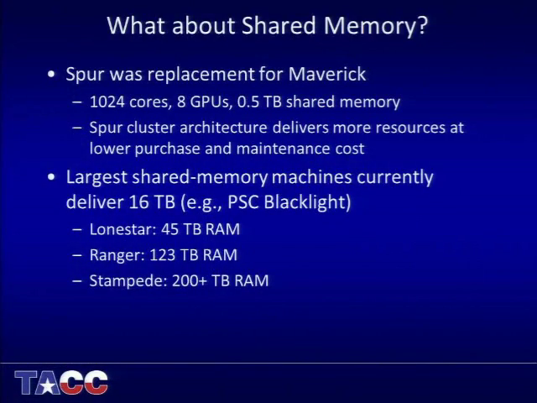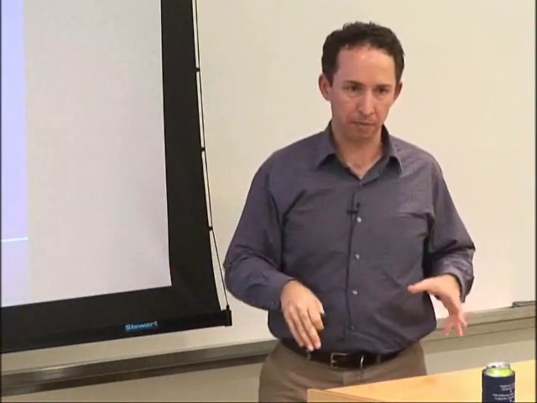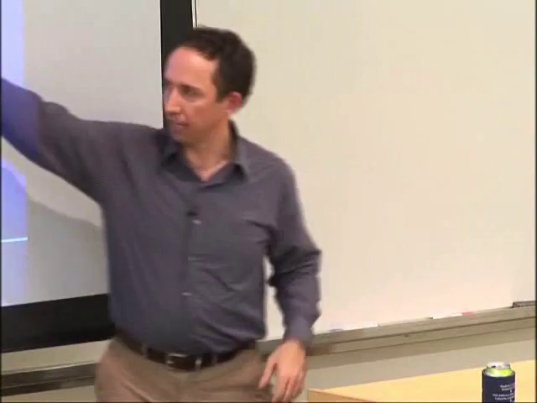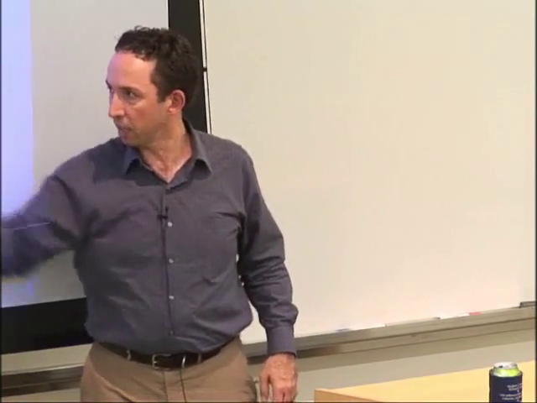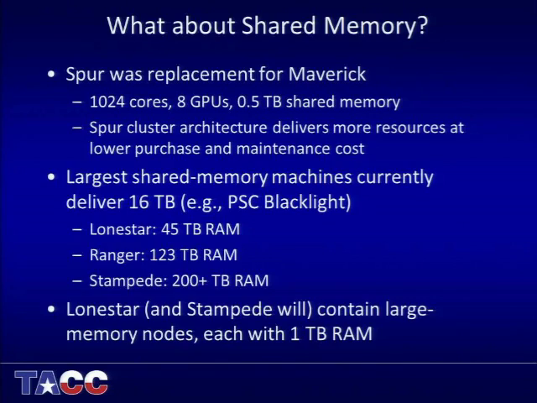And the nice thing is that if you go to a distributed memory model, you can get much more aggregate RAM than is possible on a single machine today. So you can get an order of magnitude more. And there are single nodes that you can get now that Lone Star and Stampede will both have that have a terabyte of RAM. So you can still get a significant shared memory resource even in a cluster environment.